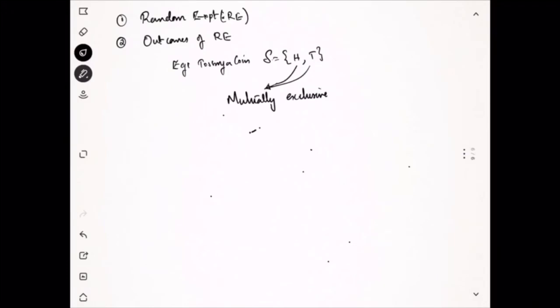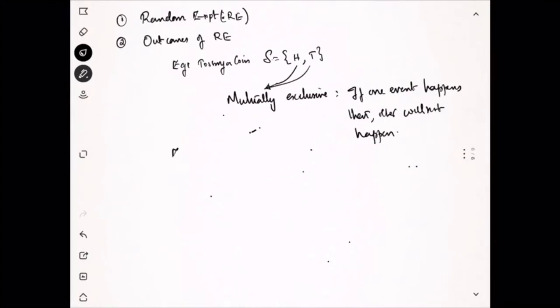Mutually exclusive means actually if one event happens, then the other will not happen. So if we are getting a tail, then we will not be getting a head. If we are getting a head, then we will not be getting a tail.